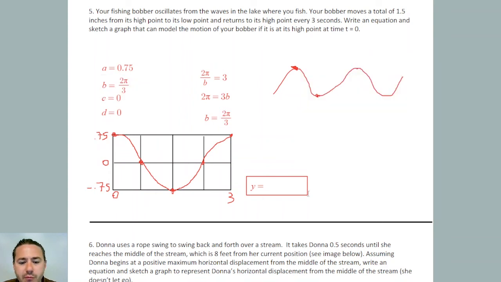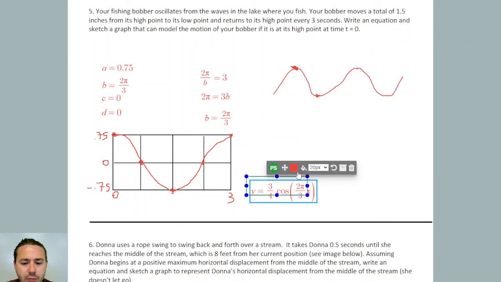All right, so let's go ahead and write our equation. We've got y equals, we're starting at a maximum, so we're going to use cosine. So 0.75, you could write it as a fraction if you want. It doesn't matter. Or decimal, 0.75, 3/4, same thing. Cosine of 2 pi over 3 x, and then we got minus 0 plus 0, so none of that changes.